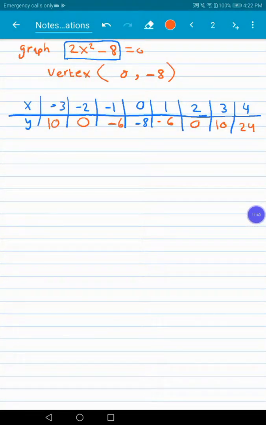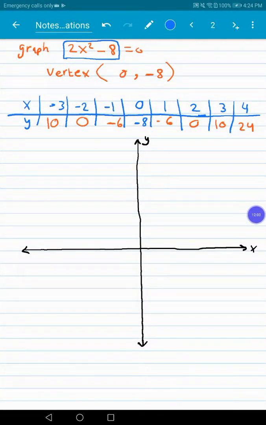Now, after we found the values of x and y, we need to plot it. Look at the values of x. It ranges from -3 to 4. The values of y range from -6 to 24. So let's make the xy coordinate. The values of x are small, so this is 1, this is 2, this is 3, this is 4, this is 0 of course here, -1, -2, -3, -4.